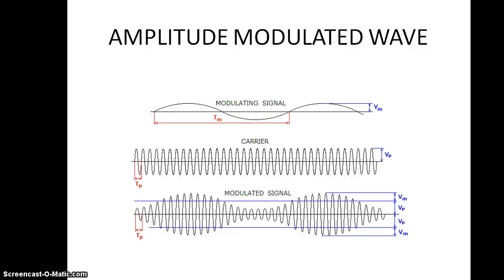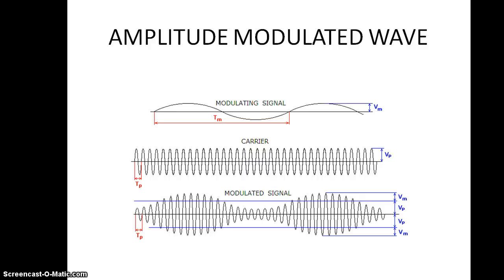So let us consider the modulating signal. Remember, a modulating signal is a signal which is the electrical equivalent of an information signal without modulation. That is called the modulating signal or baseband signal. The baseband signal or the modulating signal cannot be transmitted over long distances as such. So we go for modulation.